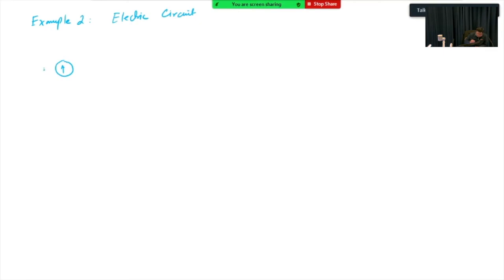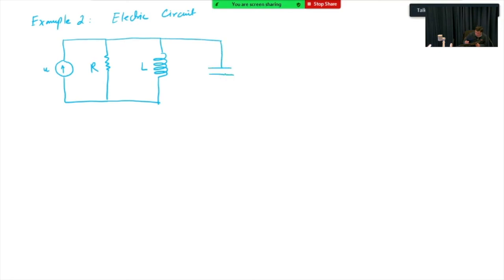So let's say this is a current source u, and you have a resistance R, and you also have an inductor, so there's an inductance L, and then you have a capacitor which is charged, and the capacitance is C. So that's the circuit you are looking at.